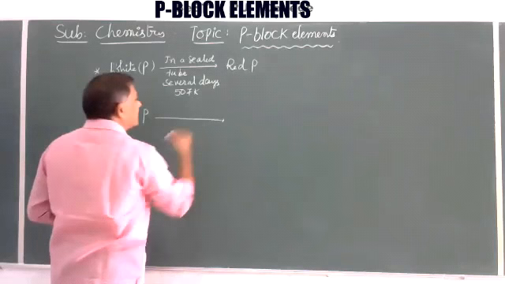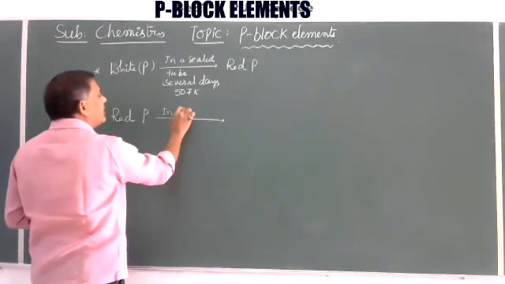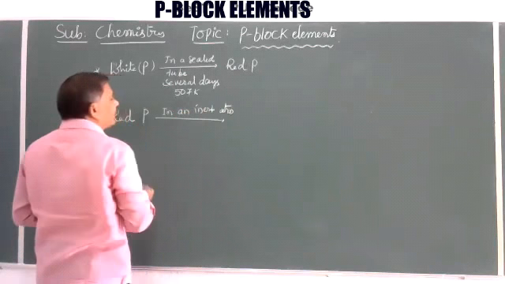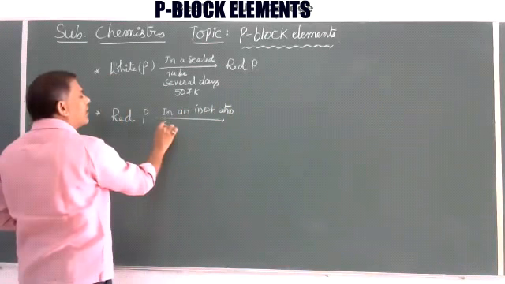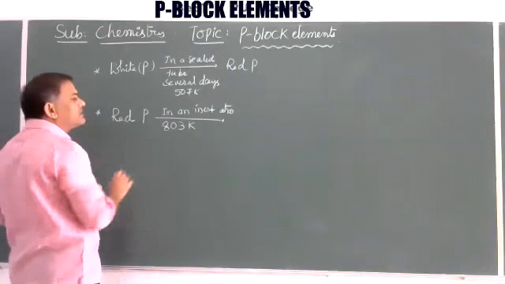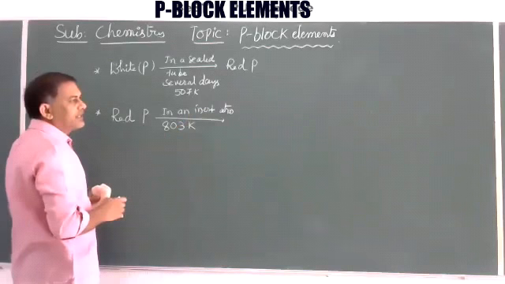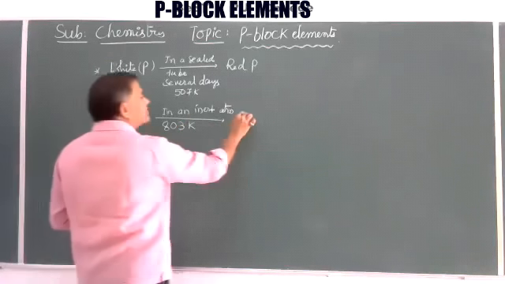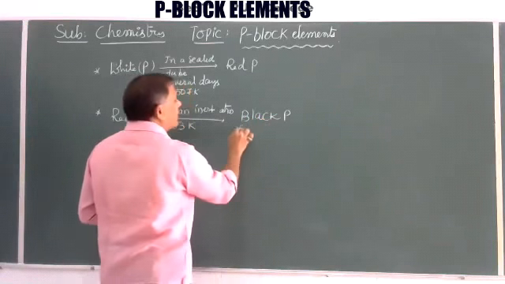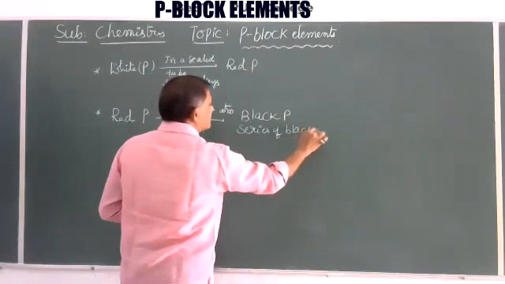On heating in a sealed tube, in an inert atmosphere, it is heated to nearly 803 kelvins. It gives a series of black phosphorus, just like a graphite series. It gives black phosphorus. That is called a series of black phosphorus.